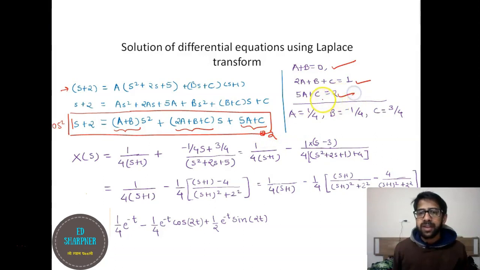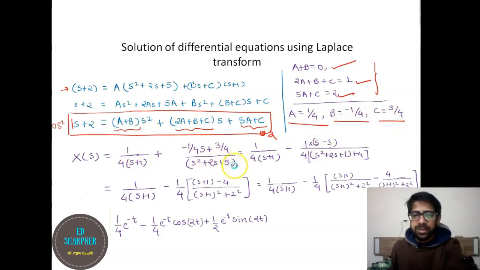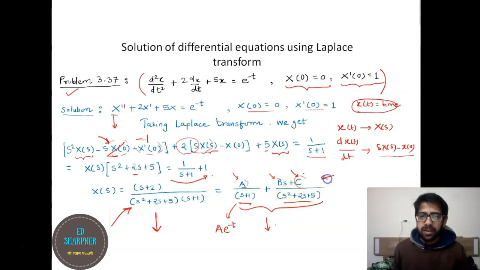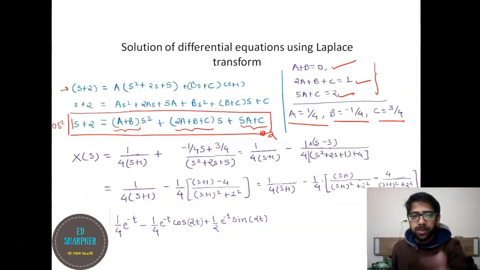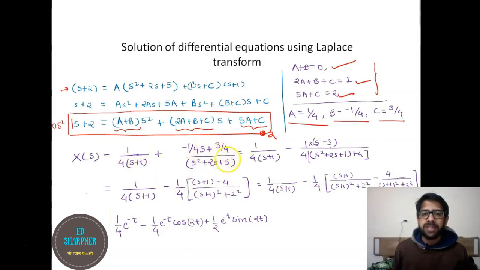When you solve these three equations for the values of a, b, and c, these are simple simultaneous equations. You get a is equal to 1 by 4, b is equal to minus 1 by 4, c is equal to 3 by 4. This is how you can solve for a, b, and c. Once you get a, b, and c, you can put the values in the original equation that we have here. So you get 1 upon 4 into s plus 1, plus minus 1 by 4 s plus 3 by 4.